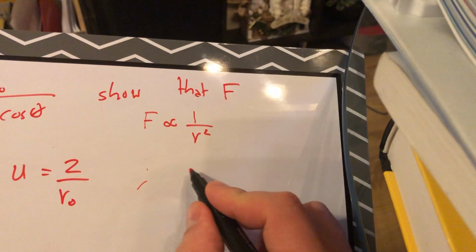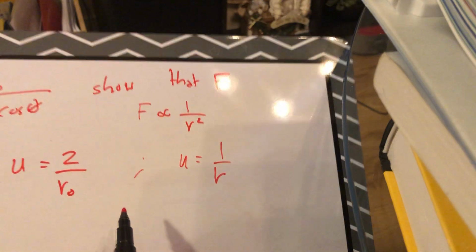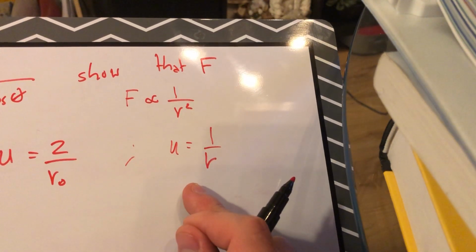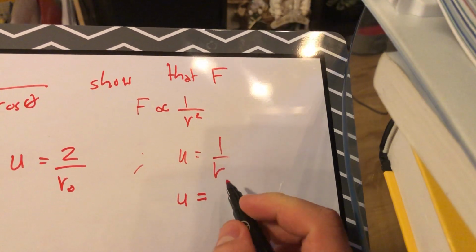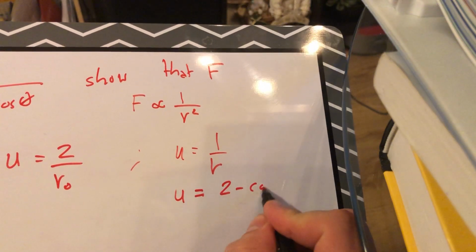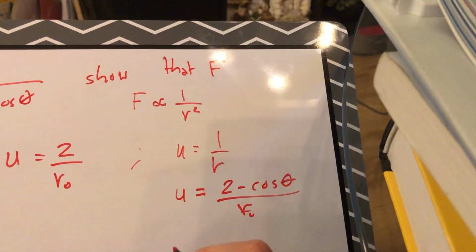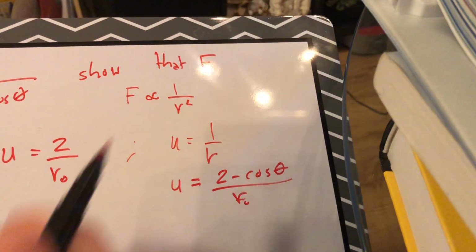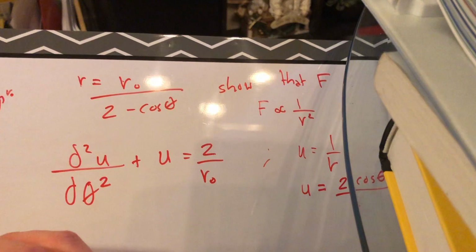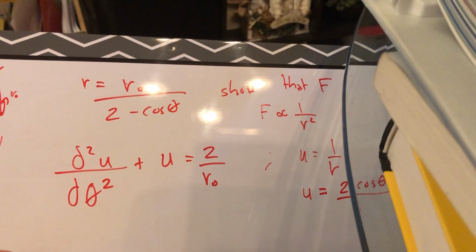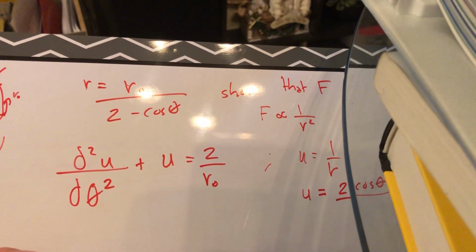Now, one thing that's also given is U is equal to 1 over R. So, if we know that U equals 1 over R, then we know that U is equal to 2 minus cosine theta over R sub naught, because we flip R to that. So now what we are going to do is sub it in.